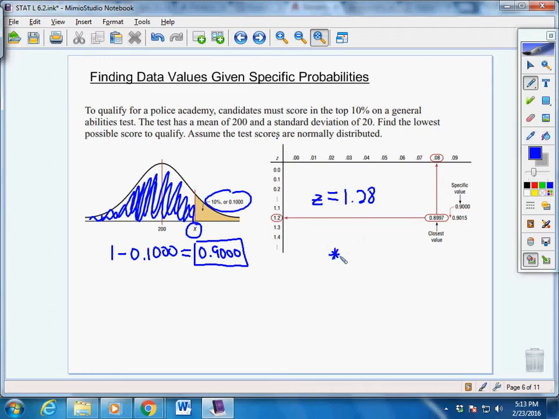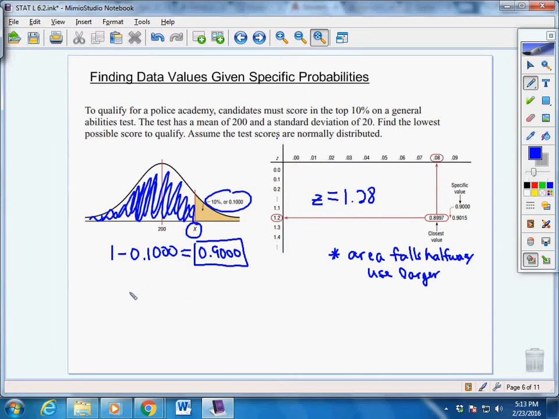Just a little hint: if the area or the percentage, remember it's all basically the same thing, falls halfway between, use the bigger number, or use the larger number. In this case, it was closer to this one, that's why we're going to use this z-score, but if it was exactly halfway between, bump it up to the higher one. Anyway, we found the area we were looking for, we went to our chart, found that area, and saw what z-score it correlated to. Now, use our formula.